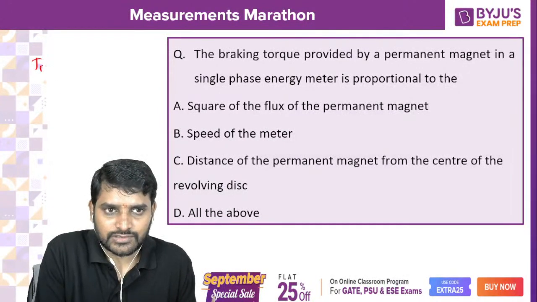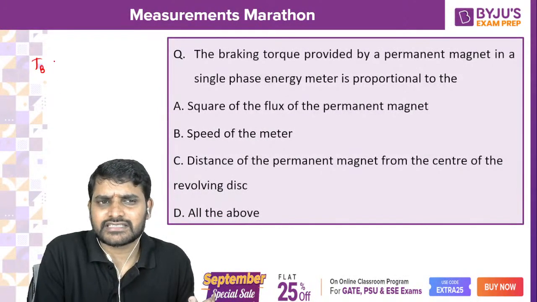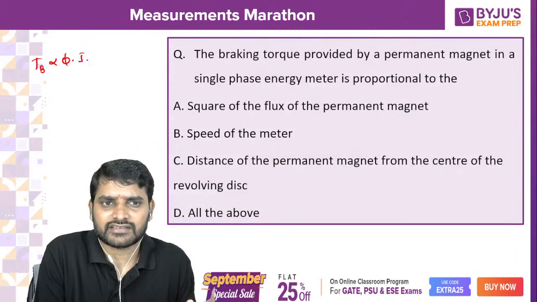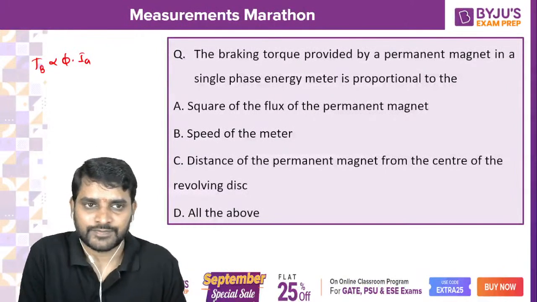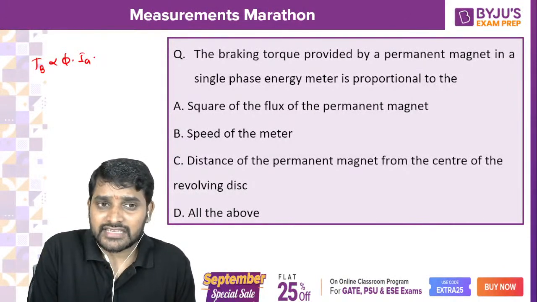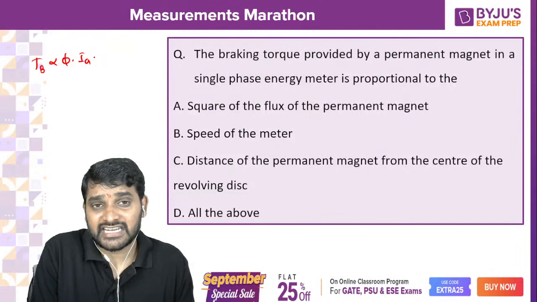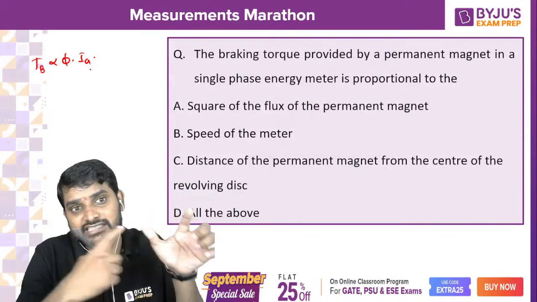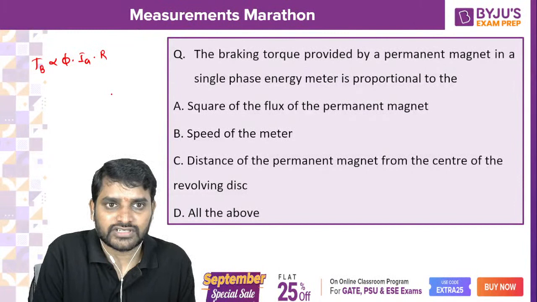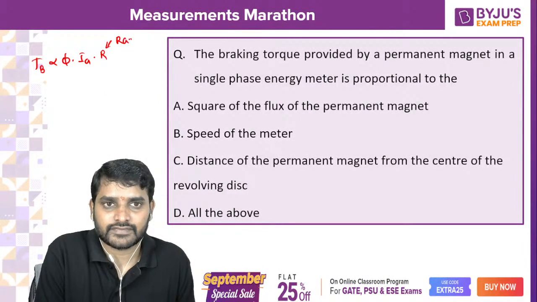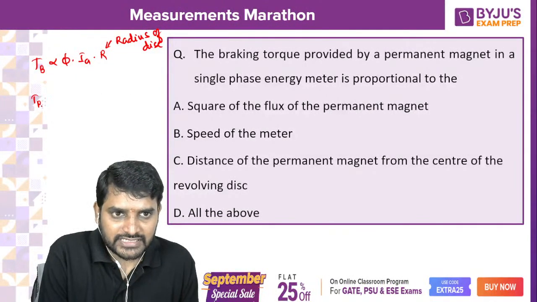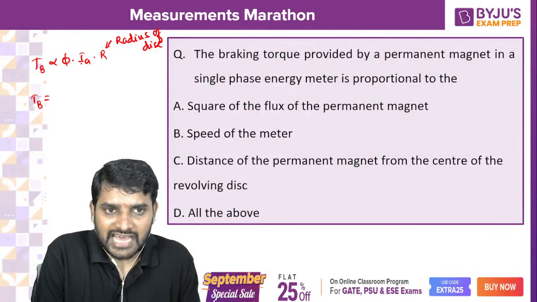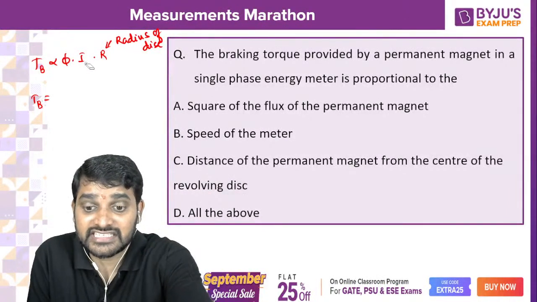So braking torque also. I can write the torque is proportional to flux into current, same as a motor. Energy meter is also the same as a motor, right? The torque is not only dependent upon flux and current, but also depends upon the radius of the disk. So I can put it as radius. This is the radius of the disk. Let me write this as braking torque equals K into phi into current. I am not writing it as armature current. This is the disk current.